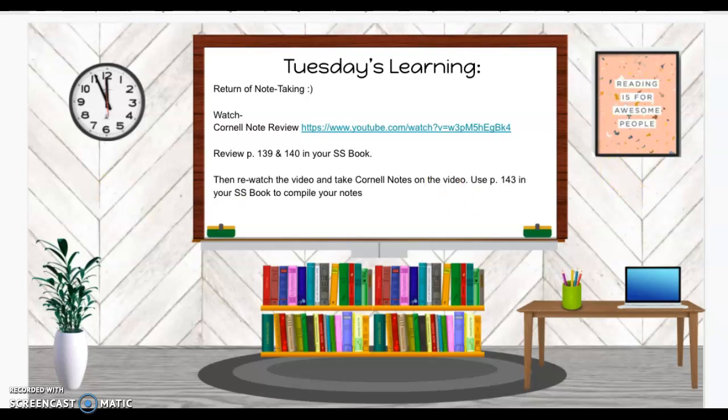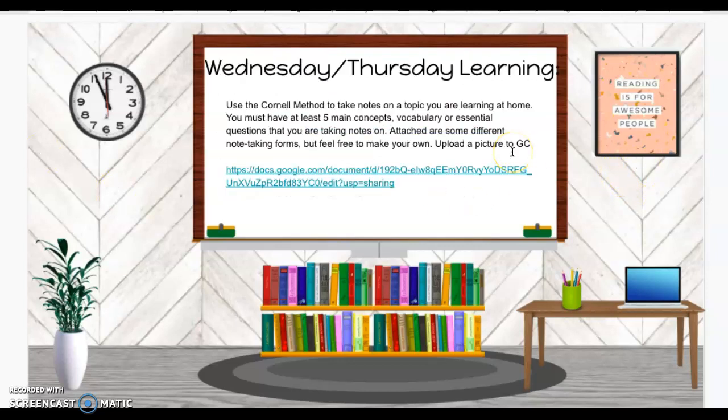All right, for Wednesday and Thursday, I want you to apply that Cornell method to something you're learning at home. It might be a class that you're doing at home with your parents, or it could be something else you're doing here. We talked a little bit about, with Cornell notes, sometimes it's vocab, main concepts, essential questions you're asking. There's lots of ways to do it, but you need at least 5 main points, and then a little bit more information in the second column, okay?